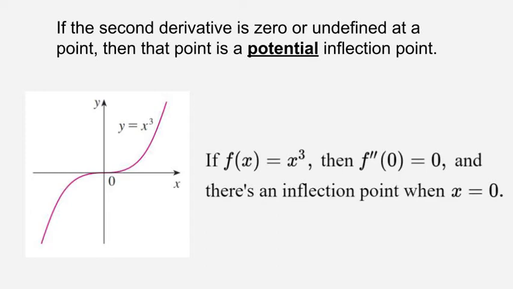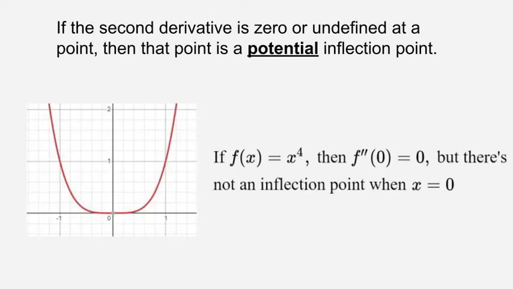Now you might recall with local maxes and mins that if the first derivative is 0 or undefined, that was a potential max or min, not guaranteed to be one. And it's the same thing here. If the second derivative is 0 or undefined, it might be an inflection point, but it might not be as well. And as a counterexample, take the function x to the fourth.